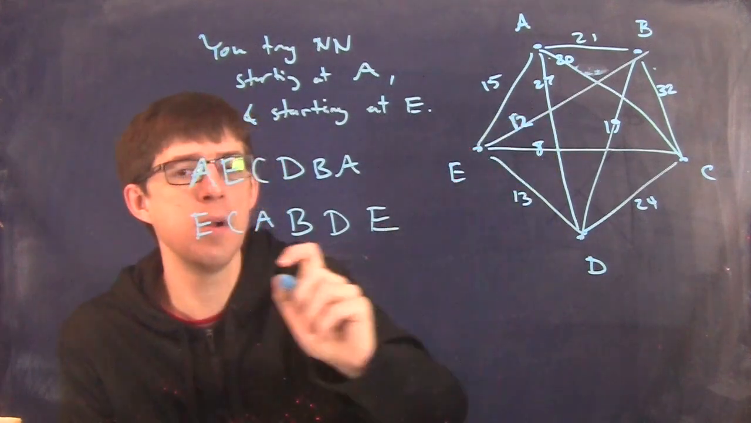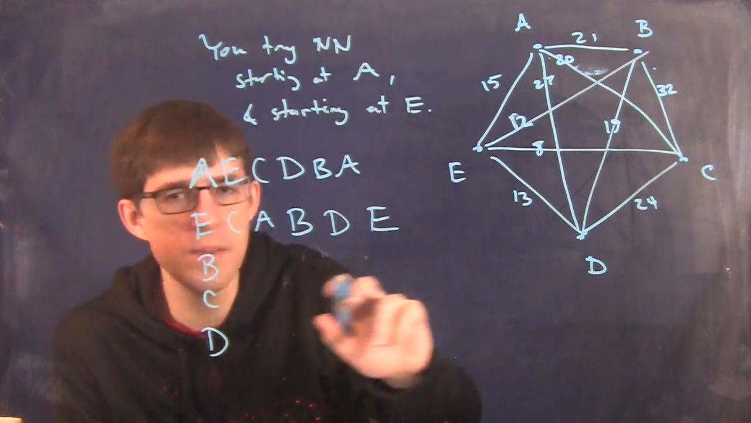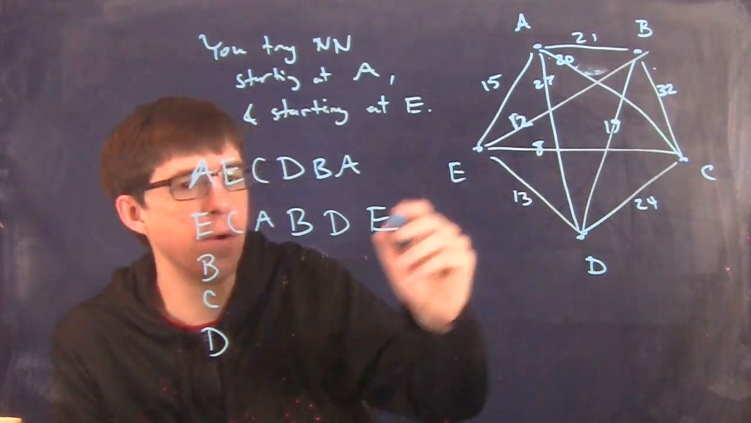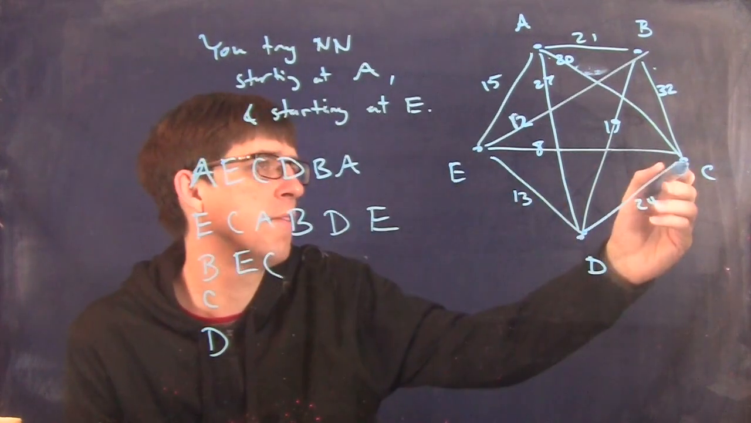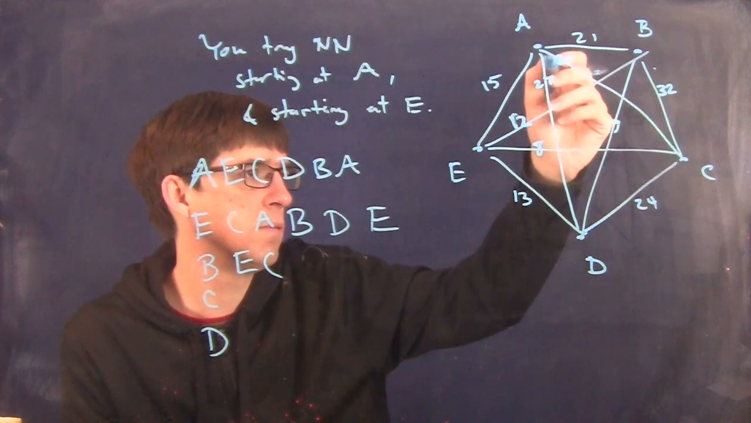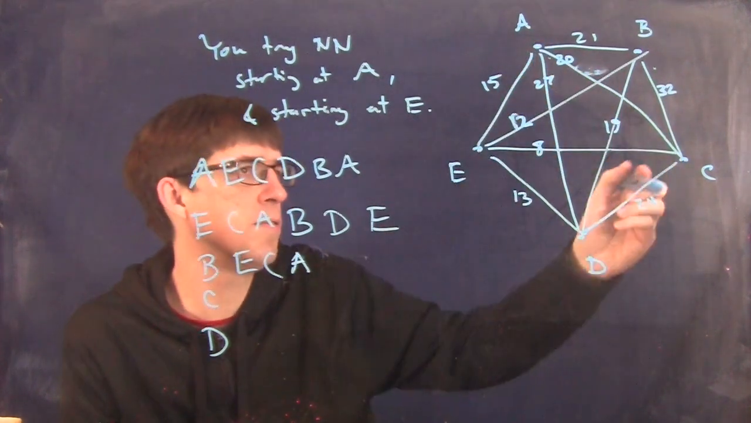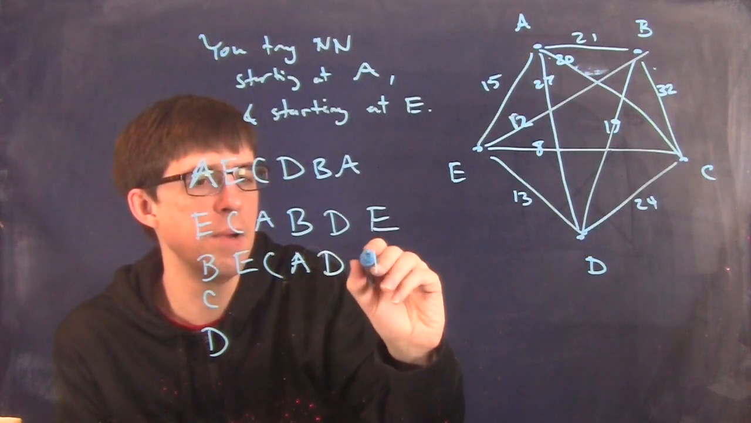Let's write down what are the others. There's one which starts with B, one from C, and one from D. All right, these are all straightforward to figure out. Let's do the B one. I think I should go to E first, then from E to C. Now from C, I think to A is the best I can do from there. And now I have to go to D and then back to B.